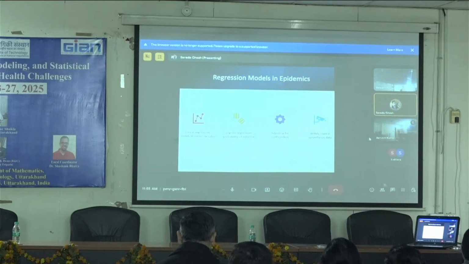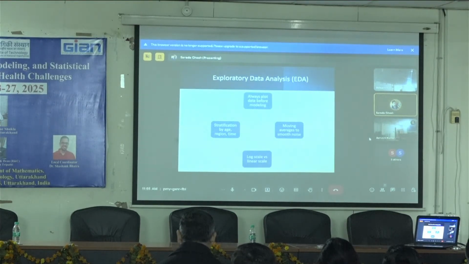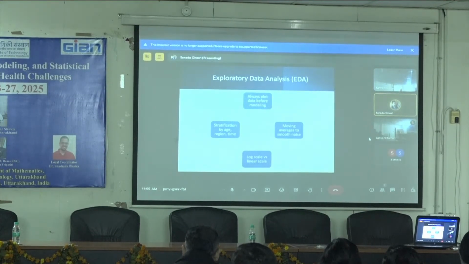The challenge is that sometimes the data is not fitted well, or we don't know whether it is a linear pattern or a quadratic pattern. So before fitting the model, we always plot the data. We need to plot the data before the modeling. That's why we define exploratory data analysis.